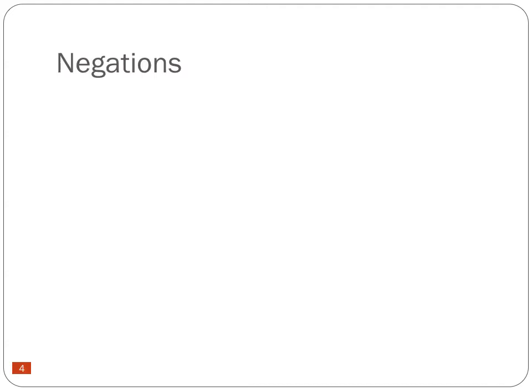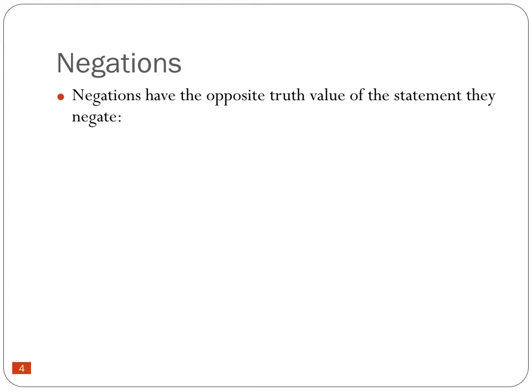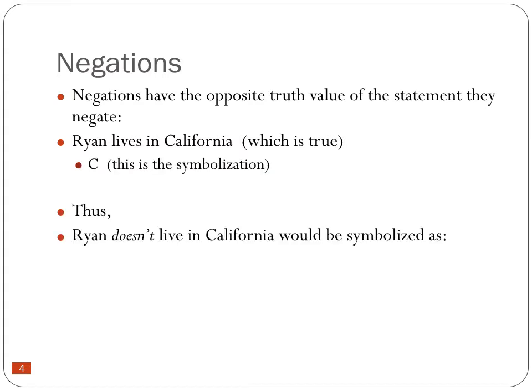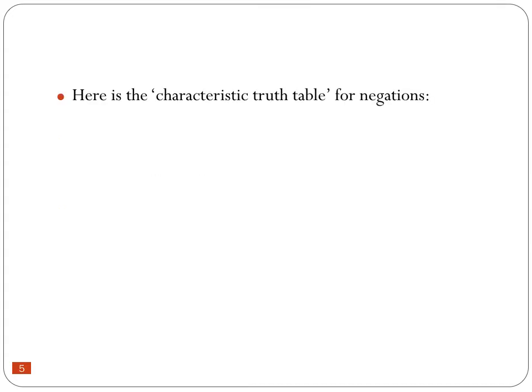So let's start with negations. Negations have the opposite truth value of the statement they negate. So take a statement like Ryan lives in California. Let's say the symbolization is C. Then the statement Ryan doesn't live in California, the negation of that, would be C with a negation in front. So the logic of that negation is captured with that tilde-looking symbol, that little squiggle in front of the atomic statement Ryan lives in California. So C, I live in California, and then not C, I don't live in California.